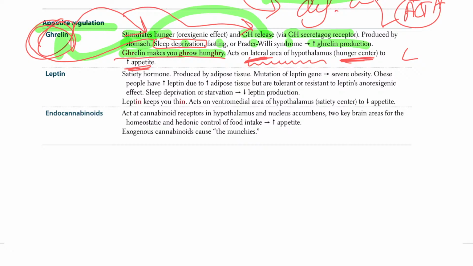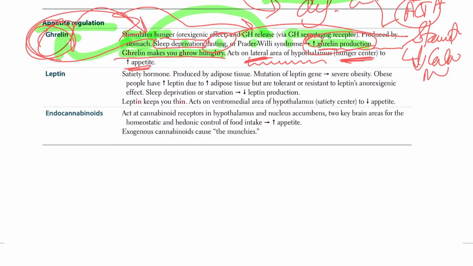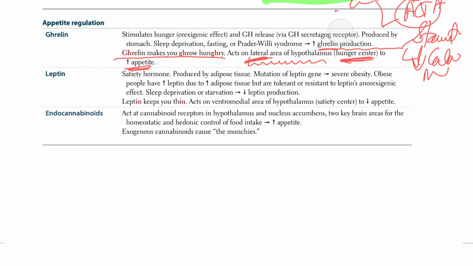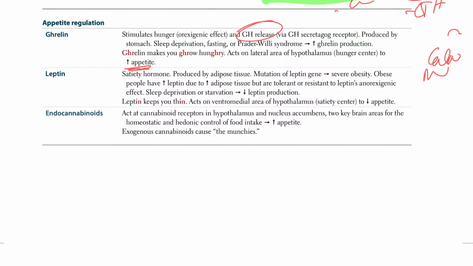One more thing: what else is going to increase ghrelin production? Well, it is starvation. They mentioned fasting here. So starvation will increase ghrelin levels, and a decrease in caloric intake will cause an increase in ghrelin production, which essentially stimulates the hunger center, making you hungry, and also causes growth hormone release while acting on the lateral area of the hypothalamus.